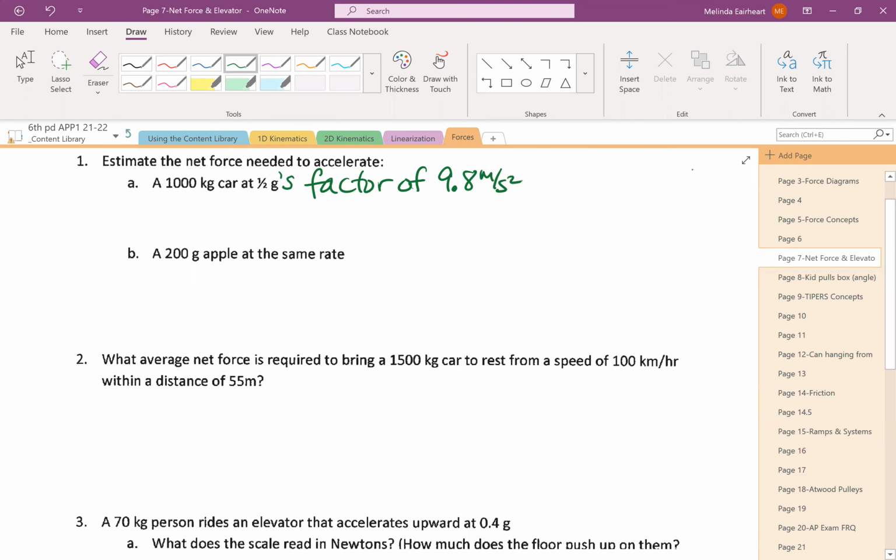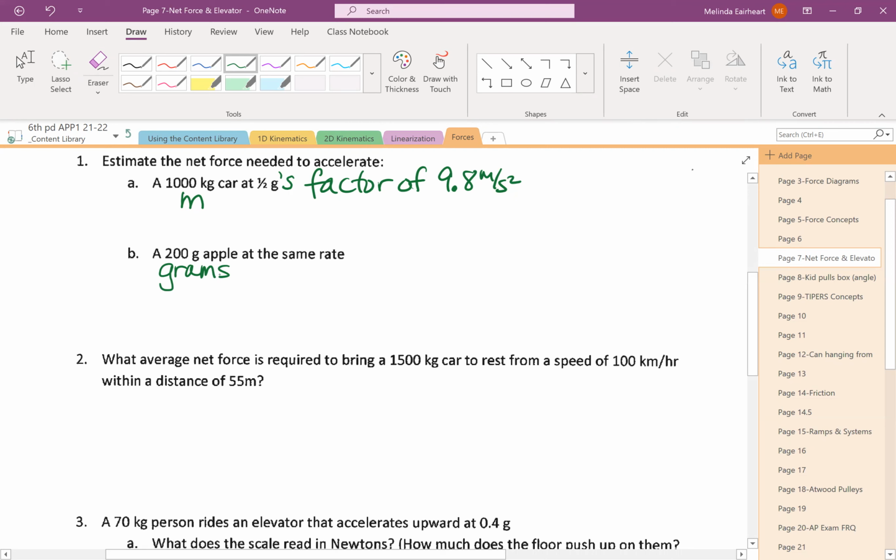Okay. And so 1,000 kilograms, what is that? What did they just give us? Mass. Now I want to give you a heads up. The second example says a 200 g apple. What is that? Is that an acceleration? It's still mass, but it's grams, okay? And so watch out. If you accelerate at 1/2 g's, it's an acceleration. But if they say it's a 200 g apple, they're giving you the mass in grams.